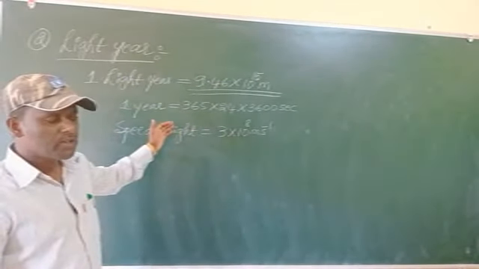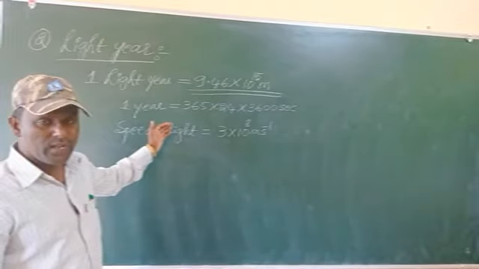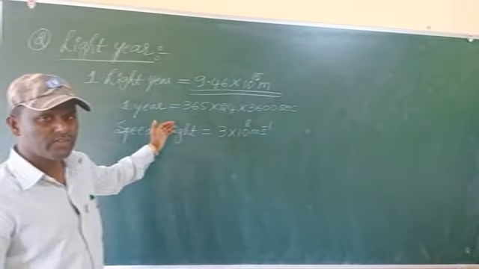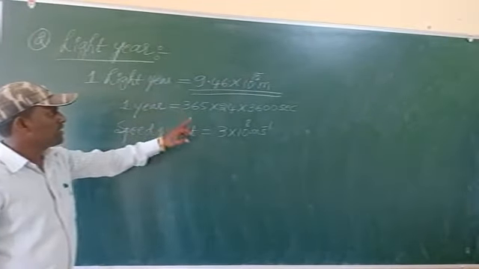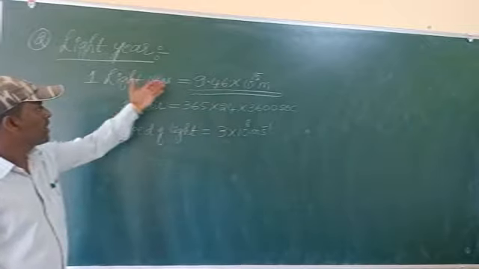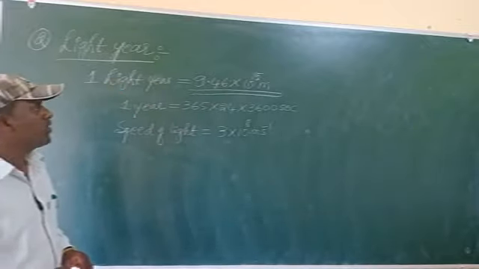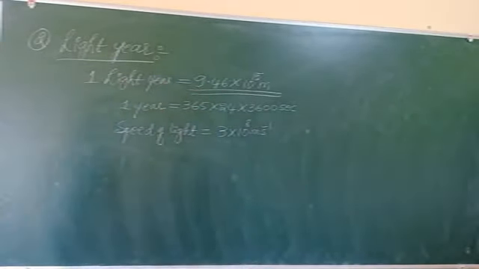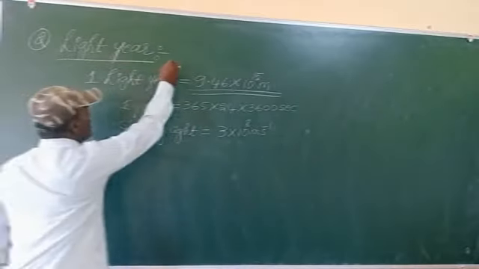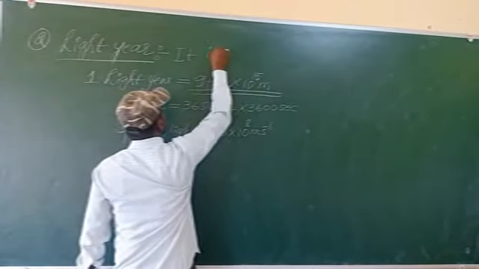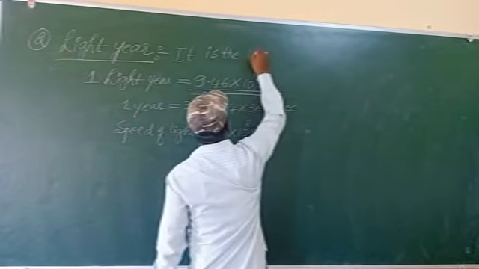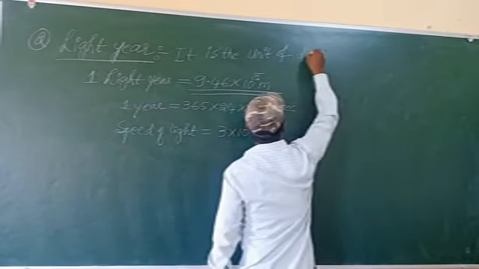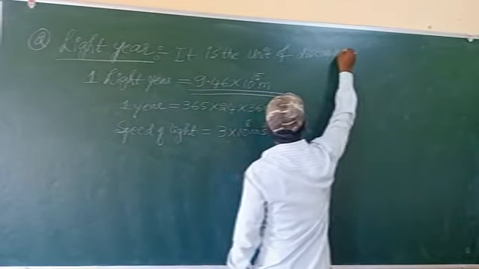For every 1 second, light travels a distance of 3 lakh kilometers. So here when you multiply the two things, you will get the answer. The value of 1 light year is equal to 9.46 into 10 to the power of 15 meter. Light year is the unit of distance, right?